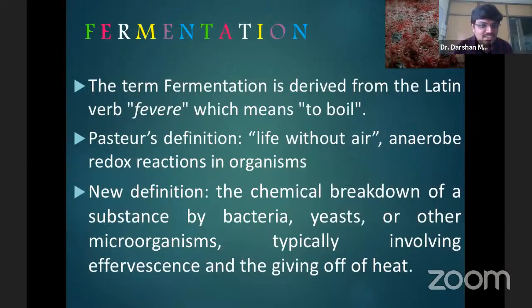What is fermentation? It is whenever the chemical breakdown of complex material occurs by means of various organisms. But what is produced? A simple compound, that is your product, always. But along with it, what? Effervescence and the giving off of heat. That particular phenomenon is known as fermentation.